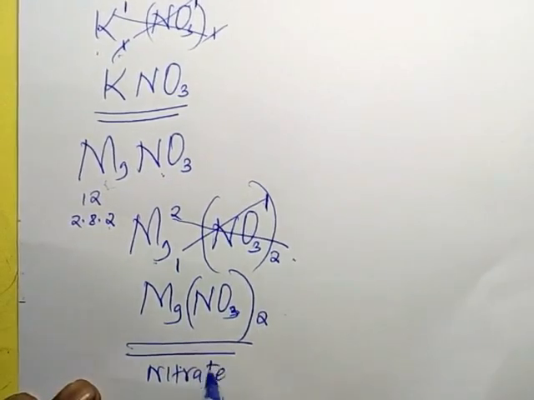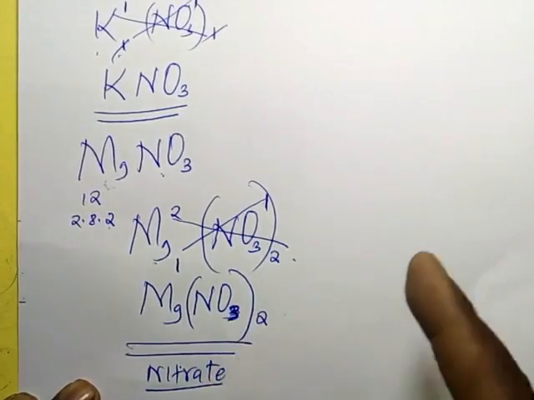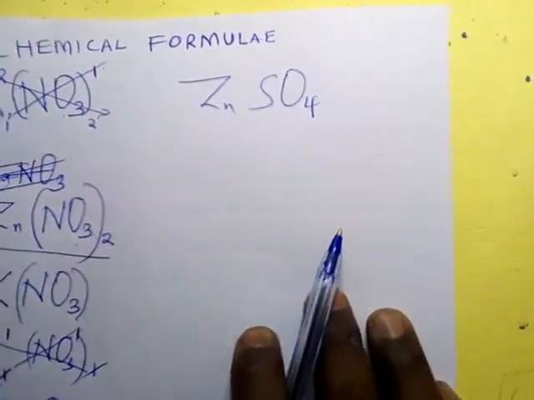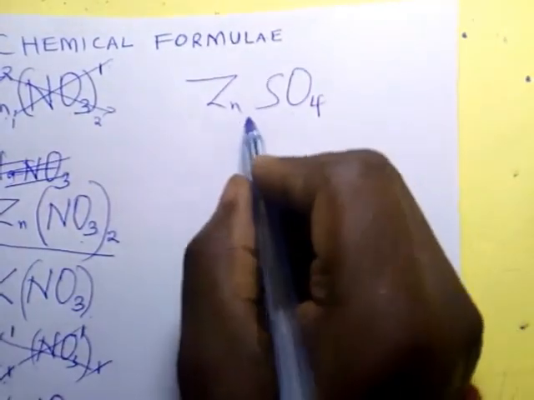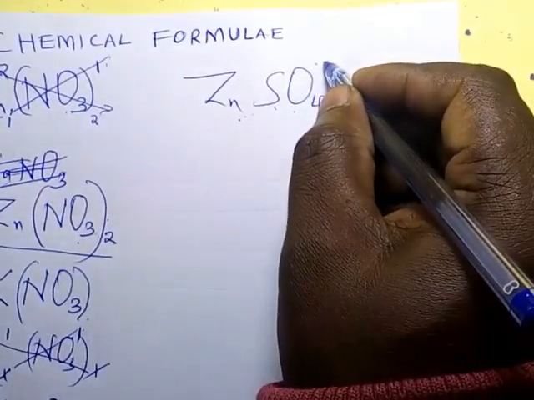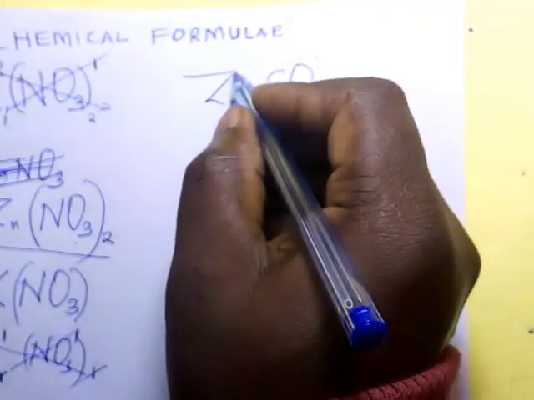Nitrate. When it is 2 here, it is called nitrite. Let me come to sulfates. Zinc sulfate. Remember the sulfate has a valence of 2. Zinc has a valence of 2.